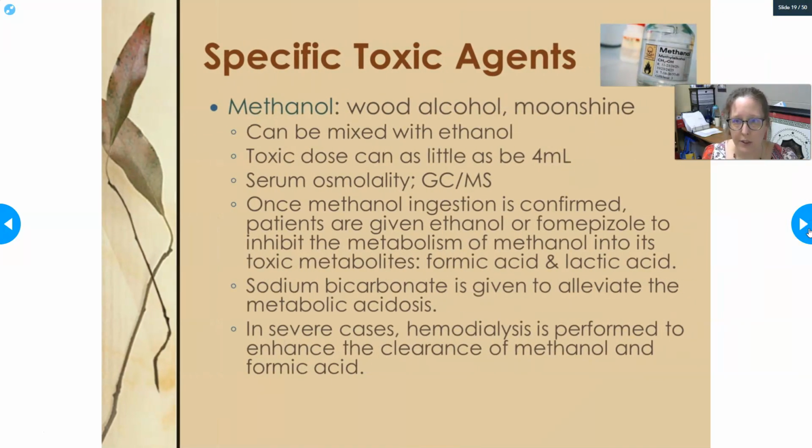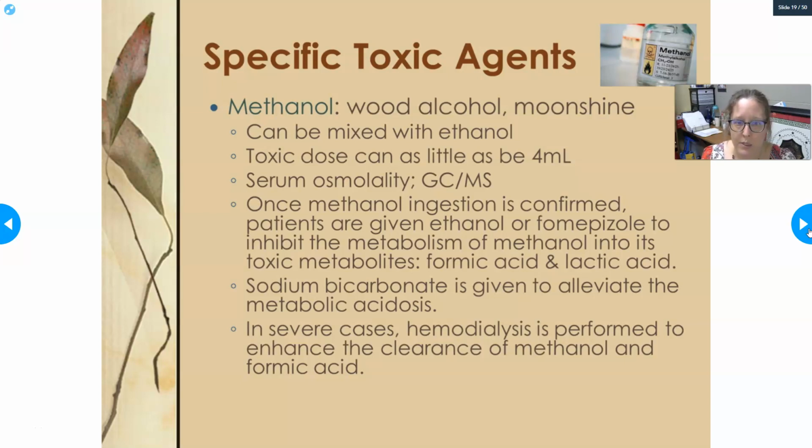So let's look at specific toxic agents. We're going to start with methanol. Methanol is a wood alcohol, and it can contaminate moonshine. So obviously it's not supposed to be in there. Moonshine is supposed to be just ethanol, right? But methanol could be mixed with ethanol and be hard to detect. And a toxic dose can be as little as 4 milliliters. That is not a lot.